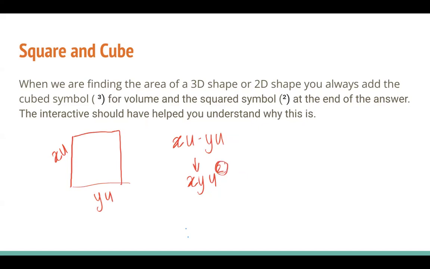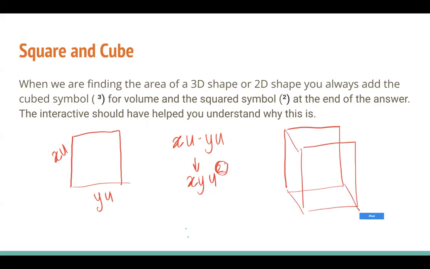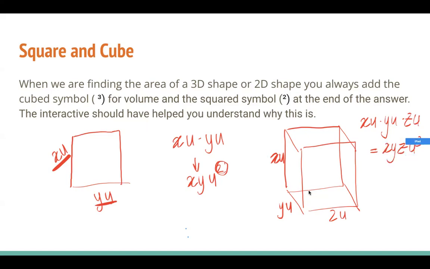And then if you think about volume, instead of multiplying only two of these, you multiply three. So you have x units, y units, and then z units. When you multiply all of these together, you get xyz units cubed. So that's why they're squares and cubes. Does anyone have any questions?